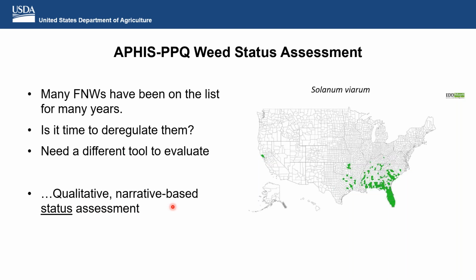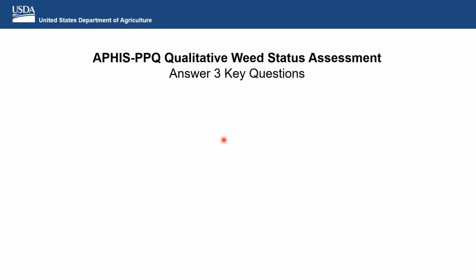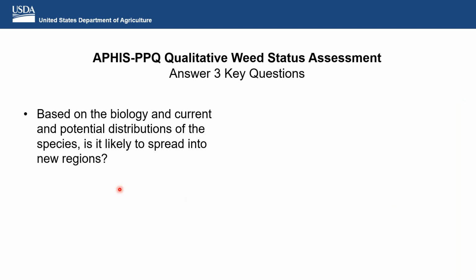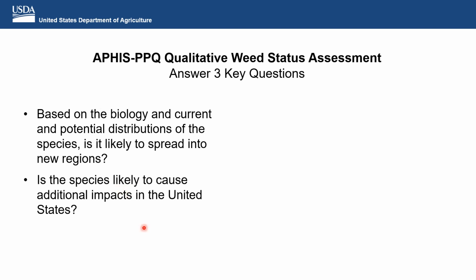So we developed a qualitative narrative-based assessment that answers three key questions. First of all, based on the biology of the species and its current and potential distributions in the U.S., is it likely to spread into new regions? Second, is the species likely to cause additional impacts in the U.S., or has it already reached its maximum levels of impact? And finally, is it being controlled or managed in the U.S.? You know, we have some federal noxious weeds that no one is really doing anything about. Turns out that they did not become problematic in the U.S., and so no one is really controlling them.